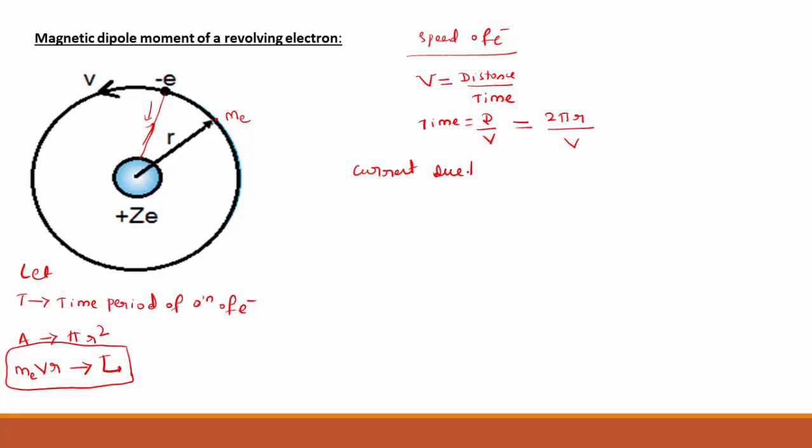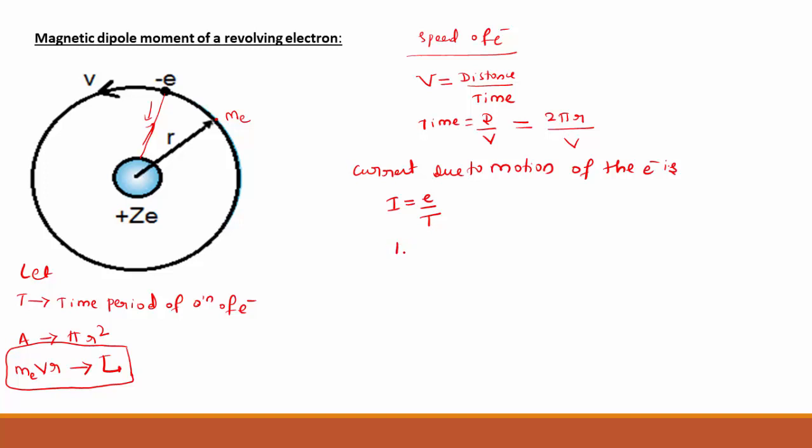Current due to the motion of the electron is I is equal to e divided by T. e divided by T means Q by T, where Q is the charge, and the charge of the electron is e. So I is equal to e divided by T.